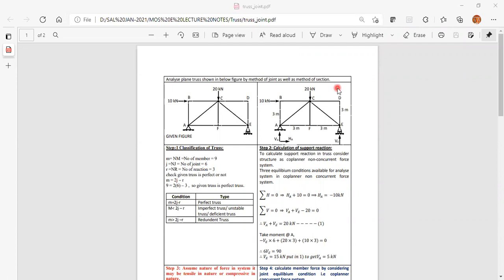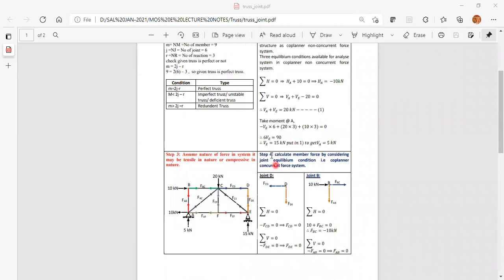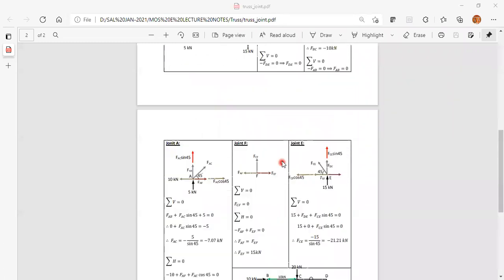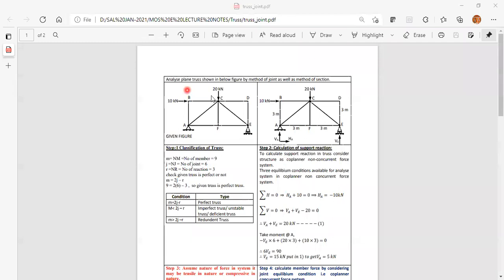Clear? Fine. So now I am not able to complete this example in 5 minutes. Okay, bahut lamba calculation hai. So we will discuss this example in the next lecture. Is it okay? We have just started what a truss is, the types of truss, and simple calculation of the support reactions of a truss.